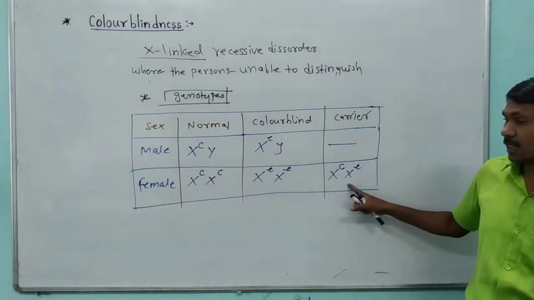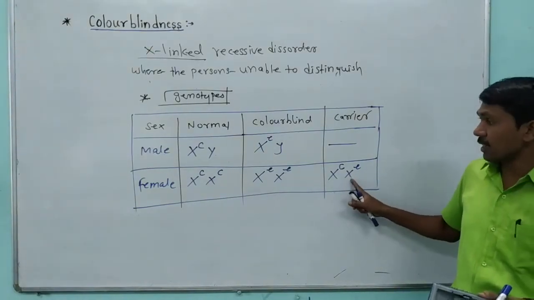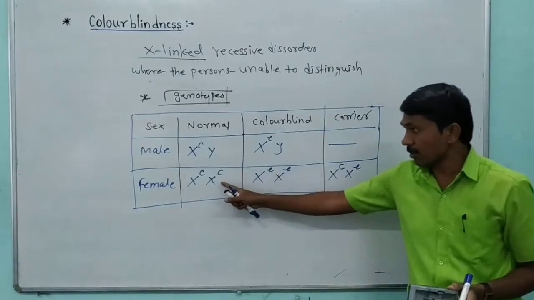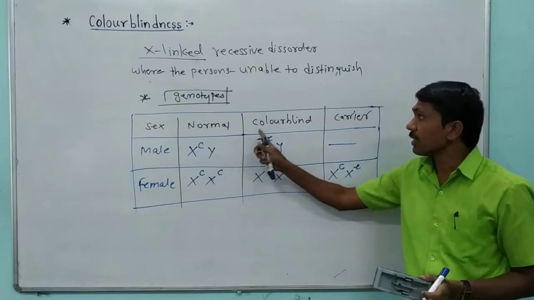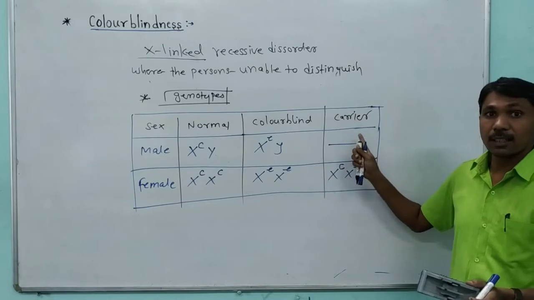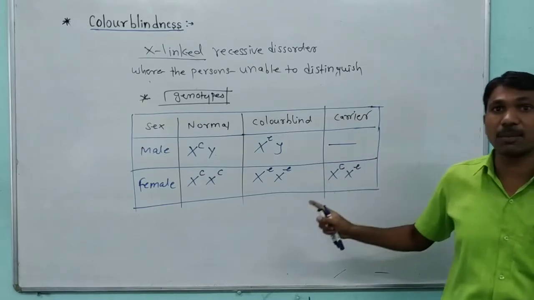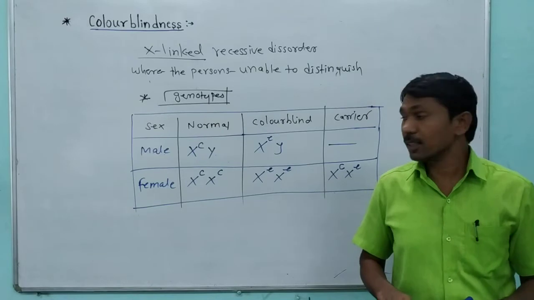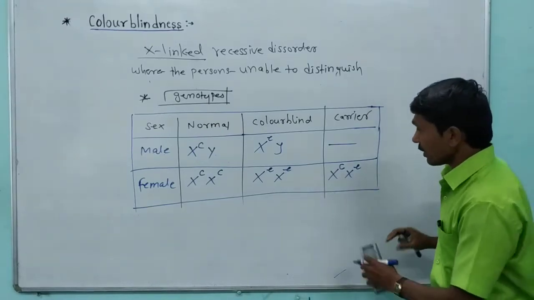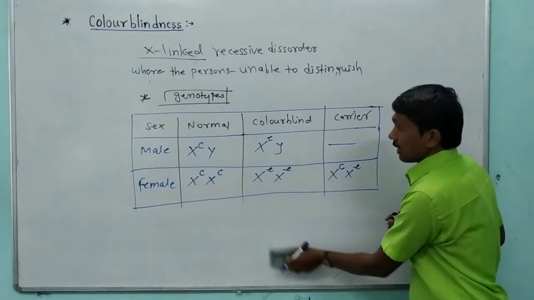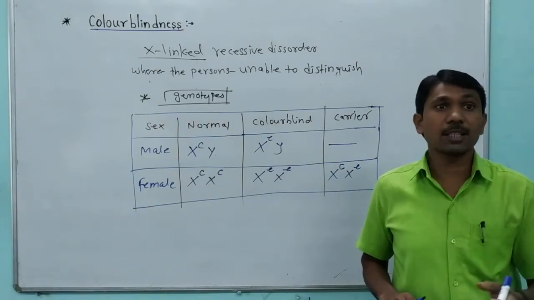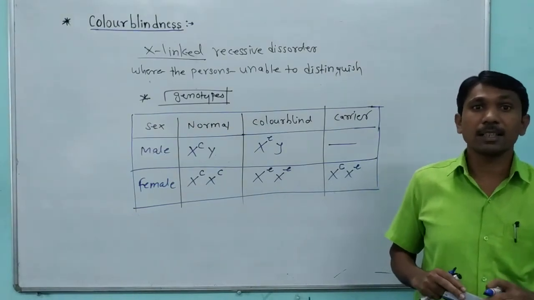That means this condition is called the carrier for that trait. Here, the carrier is a female, color blind is a female, normal male is XCY, color blind male is X small c Y, and a male doesn't have a carrier for that trait. That is the genotypes of the color blind or the normal and carrier parents. In this color blindness, a recessive disorder, we will talk about two examples for the explanation of that disorder.